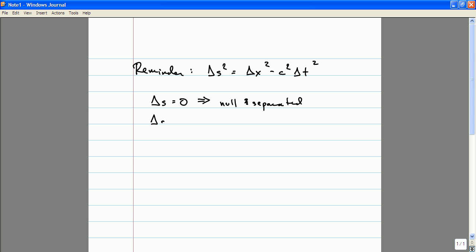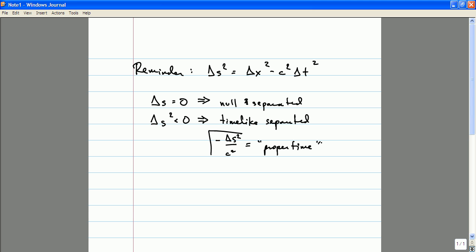If delta S is purely imaginary, which is to say that delta S squared is less than 0, then the events are time-like separated. And minus delta S squared over c squared is the square of what we call the proper time separating the two events. And that is the time between the two events as measured in the reference frame where they take place at the same location, i.e. as measured in the frame where the events are at rest.